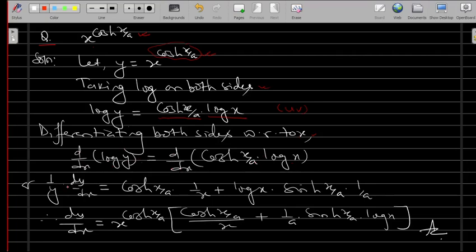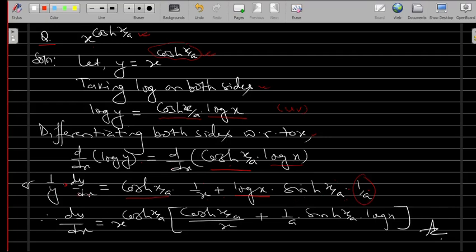The derivative of log y is 1 by y dy by dx. I have repeated this many times. So 1 by y dy by dx equals first no change, derivative of second, the derivative of log x is 1 by x, plus second no change, derivative of first. Hyperbolic cos x by a gives hyperbolic sine x by a times the derivative of x by a, which is 1 by a. You should not forget that part. Sometimes you may miss this.